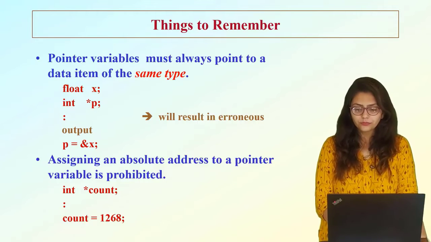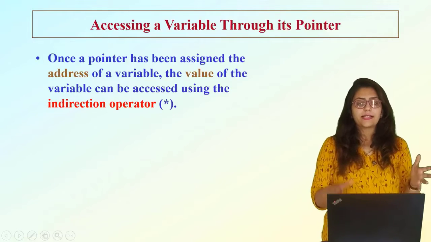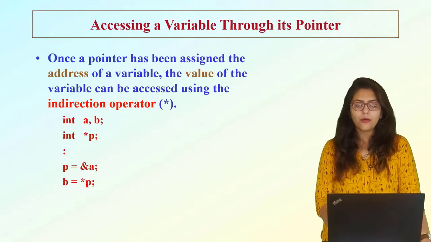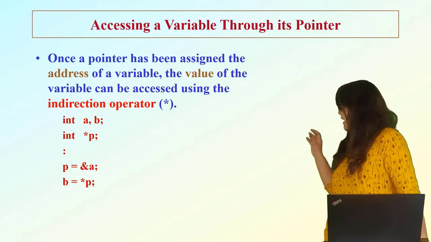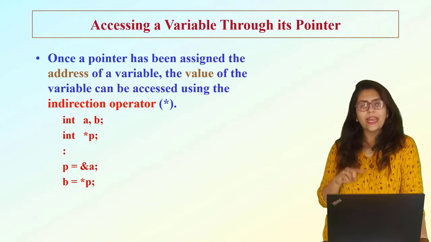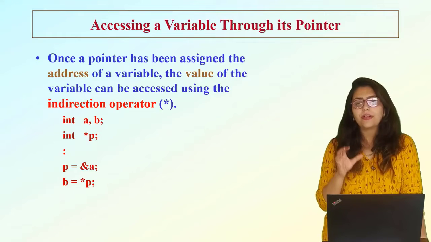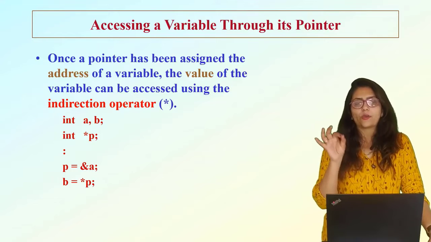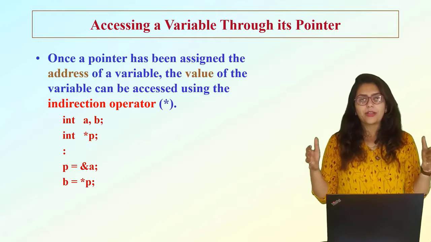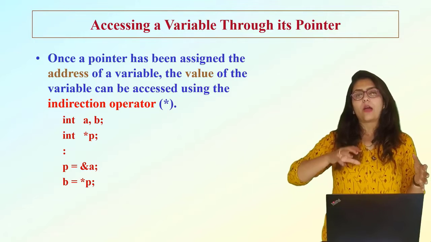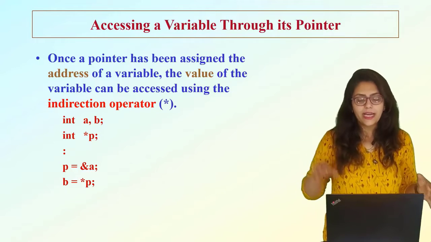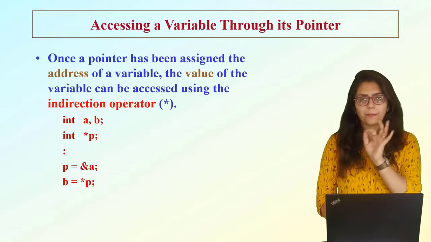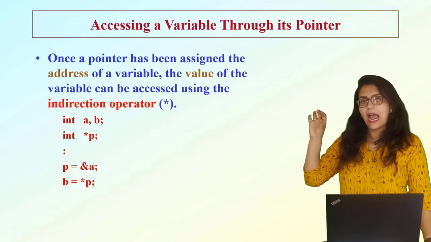Now then, the next point is accessing a variable through a pointer. So suppose you want to access a variable using a pointer, how can you access this? Here you can see I have declared int a and b. So a and b are ordinary variables. Then I have declared one integer pointer, right? So I am writing p equal to address of a. So inside my pointer p, I am storing whatever the address of a is. Then I am writing b equal to asterisk p, right? So the value I am assigning.